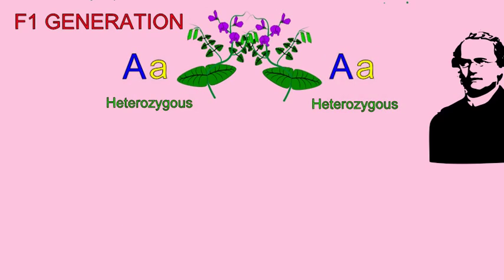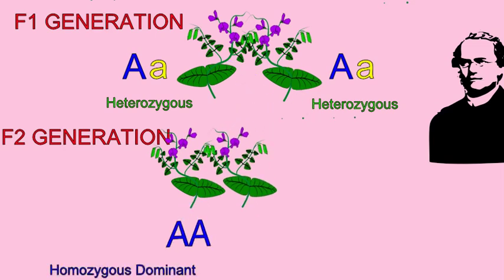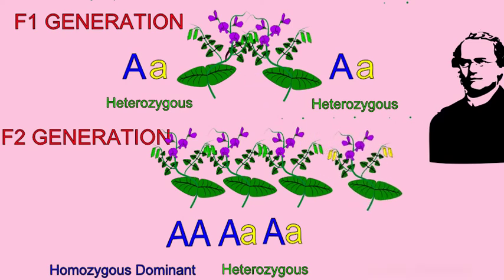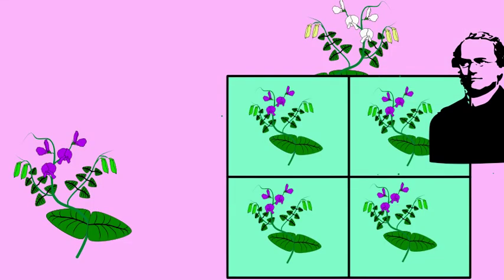When this F1 generation is crossed to itself, then the genotype ratio in the F2 generation would be 1/4 homozygous dominant, half heterozygous, and 1/4 homozygous recessive. This 1:2:1 genotype ratio would then cause the 3:1 phenotype ratio of dominant to recessive phenotypes.